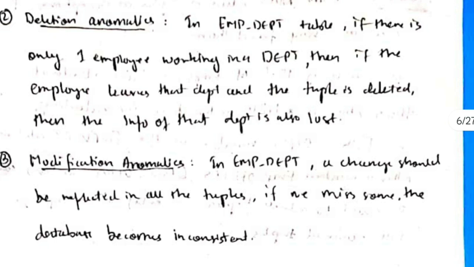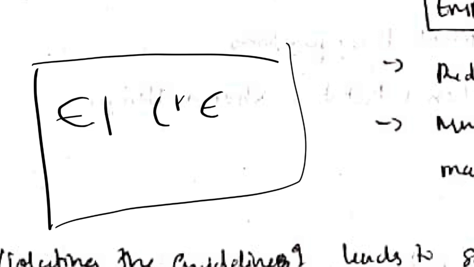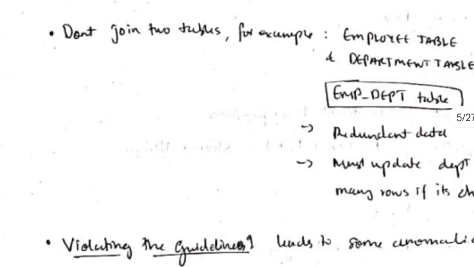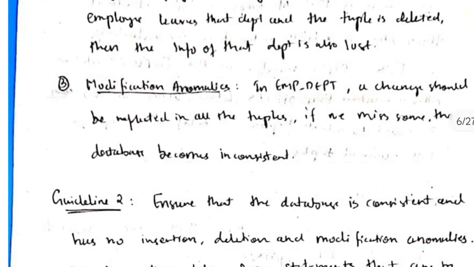Deletion anomalies means if there is one employee working in one department, for example employee 1 is working in the chemistry department, and only employee 1 is working in the chemistry department, and if employee 1 leaves, we have to delete this row. When we delete this row, the department value will also be deleted, so we'll lose the information of the entire department, right? That's another disadvantage of joining the tables, which is the deletion anomalies. Then finally we have the modification anomalies.